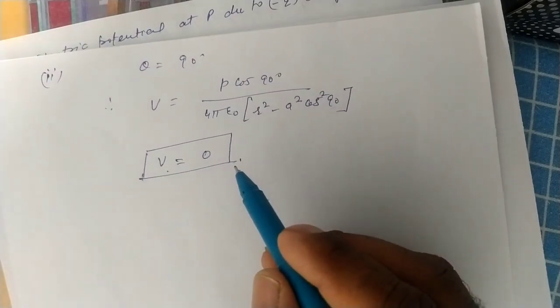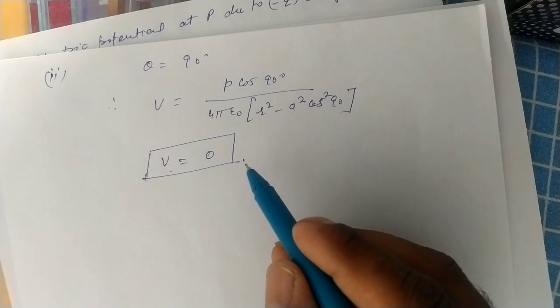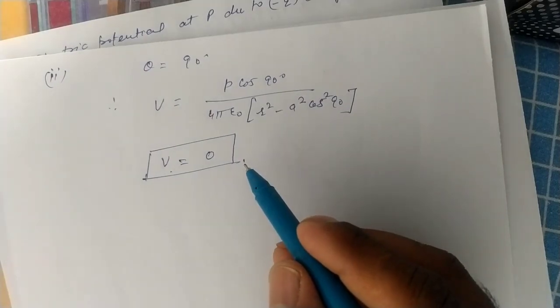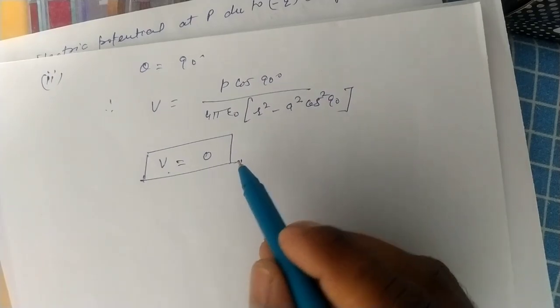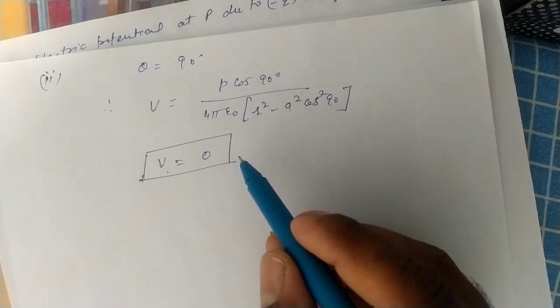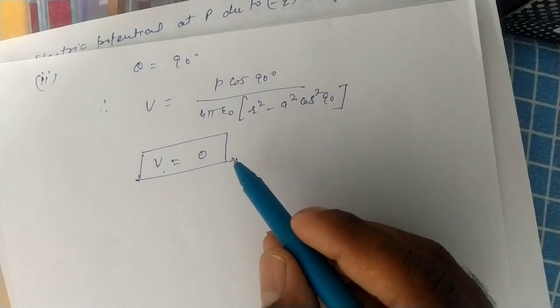Thus we can calculate the value of electric potential when the point P is on the axial line, when the point is on the equatorial line, and finally when the point is anywhere near the axial line.